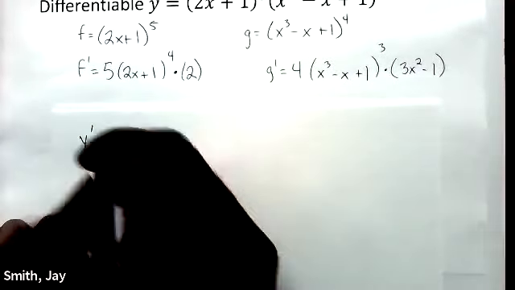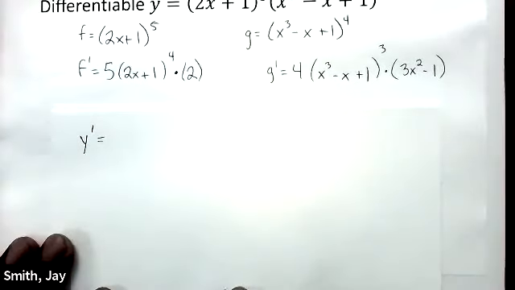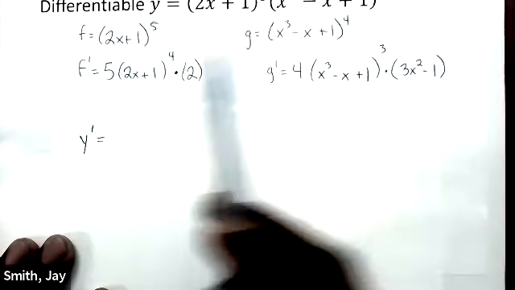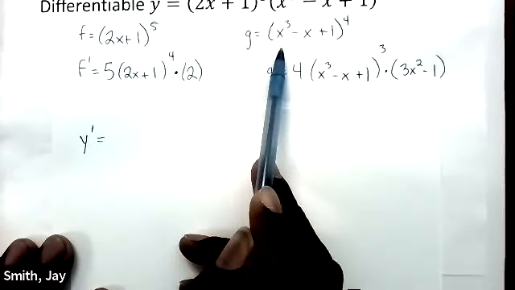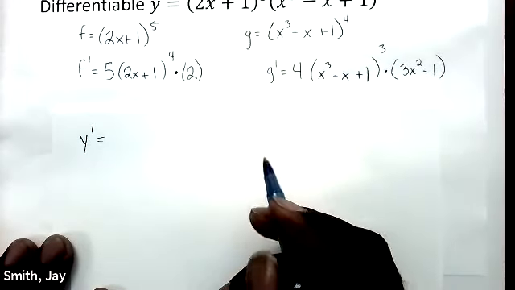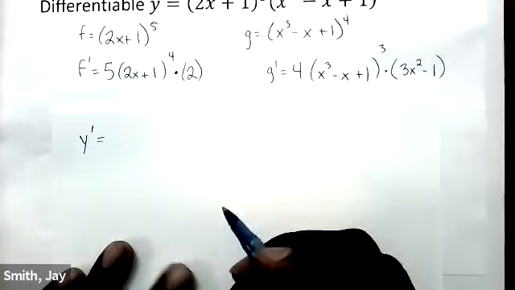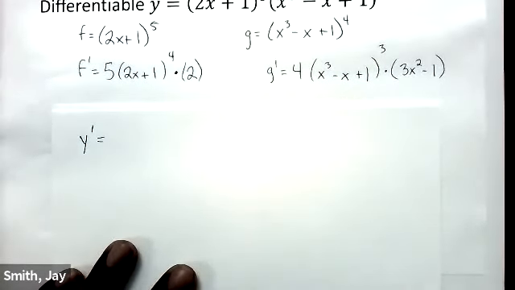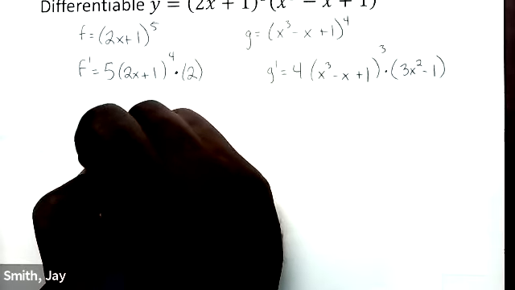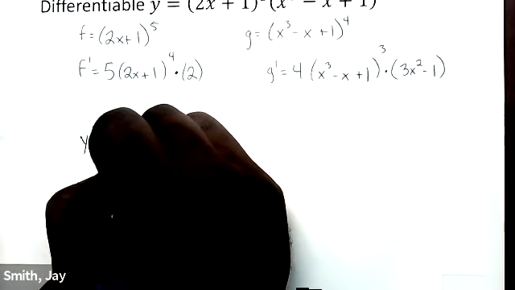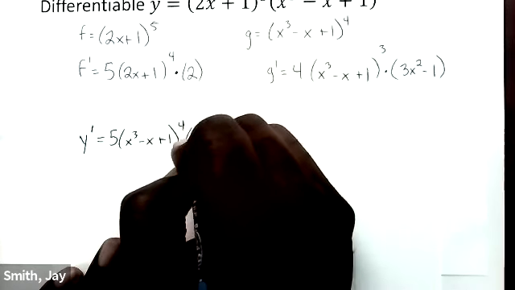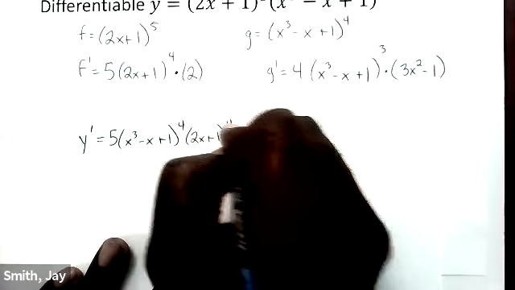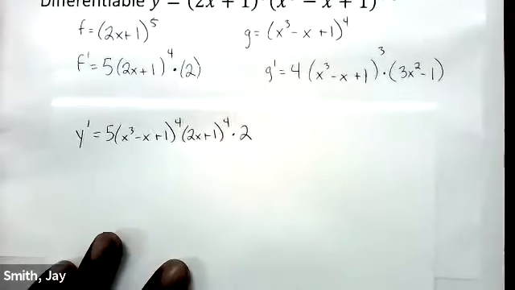So with the given information, we can start working on y prime, or the derivative of the given problem. So f prime g, or 5 times 2x plus 1 to the fourth times 2, is being multiplied by x cubed minus x plus 1 to the fourth. To stay consistent with the book, keep in mind that the order in which you multiply does not matter. As long as we have all the factors listed, it's the same answer. So y prime will start with 5 times x cubed minus x plus 1 to the fourth times 2x plus 1 to the fourth times 2.